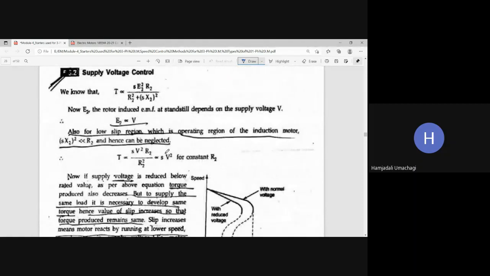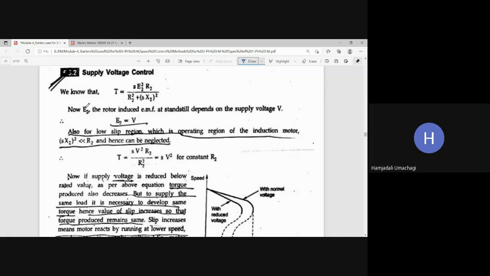So here this is the method where we control the speed of the induction motor from the stator side by applying variable supply voltage control. Now we can see the description for this. We know that the torque equation of the three-phase induction motor is given by torque T directly proportional to S E2 square R2 divided by R2 square plus SX2 whole square.